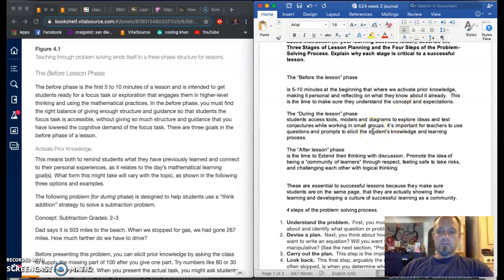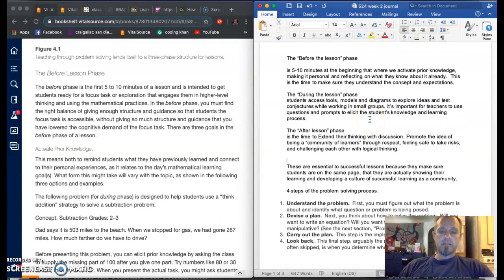So these are essential to successful lessons because they make sure that students are on the same page to begin with, that they're actually showing their learning, as well as developing a culture for successful learning as a community.